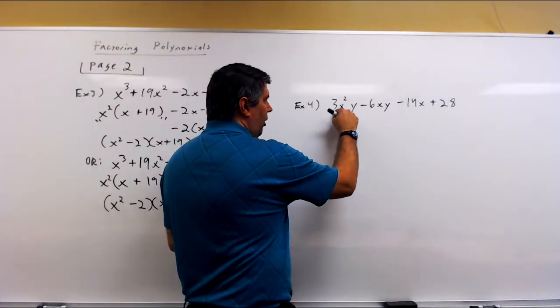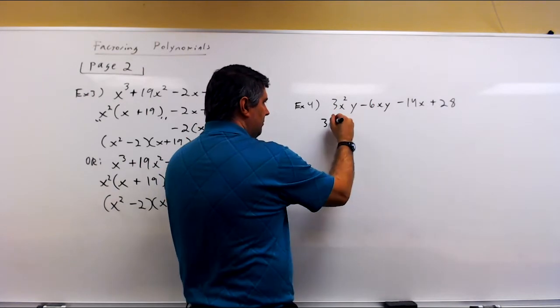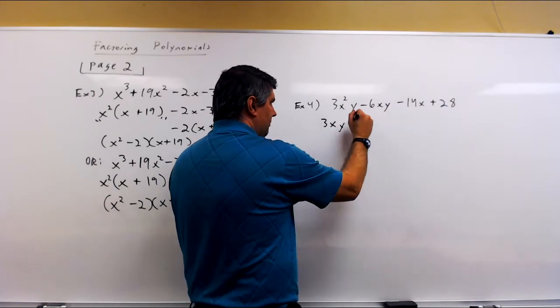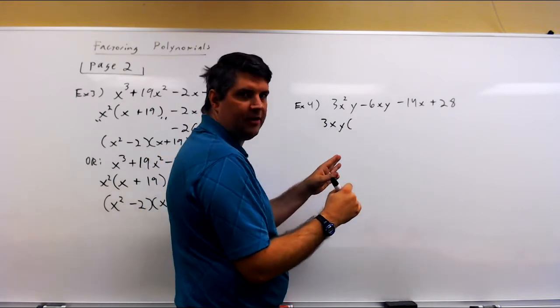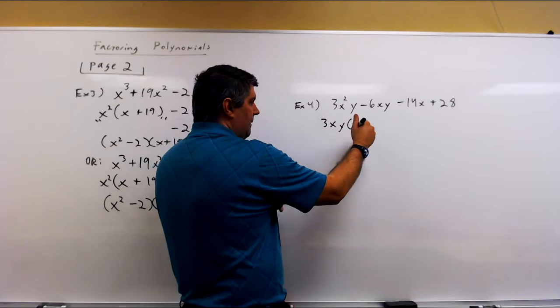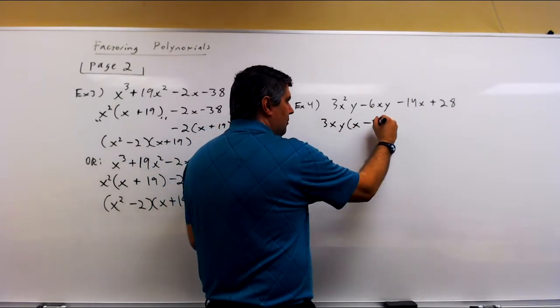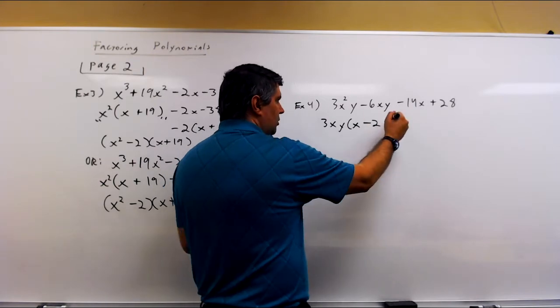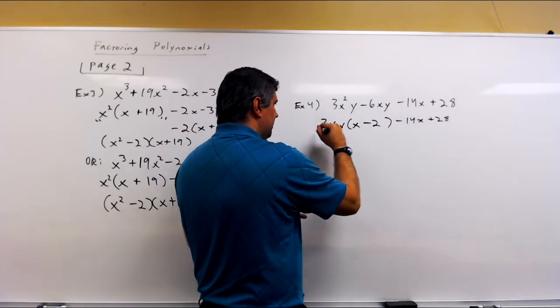Now these two are divisible by 3. They both have an x in them. They both have a y in them. 3x squared, the 3's cancel, and I put 1 if nothing else survives, but x squared divided by x is x. The y's cancel. Negative 6 divided by 3 is minus 2. The x, y's cancel. Okay, so these two are done.